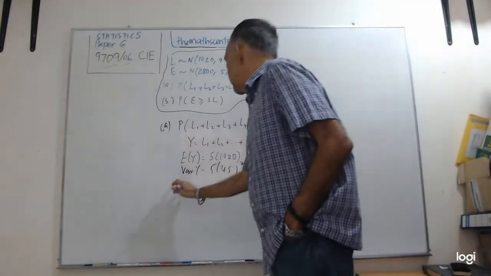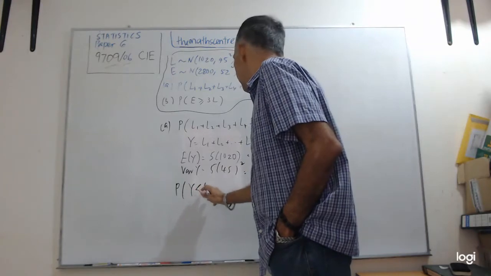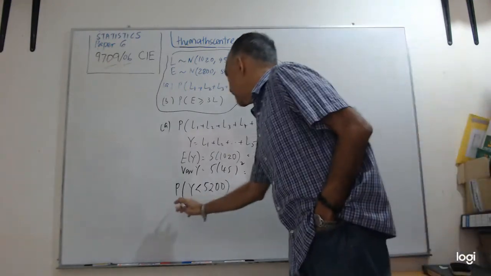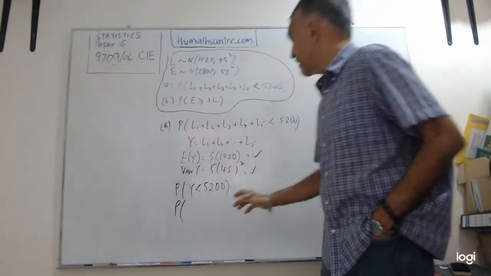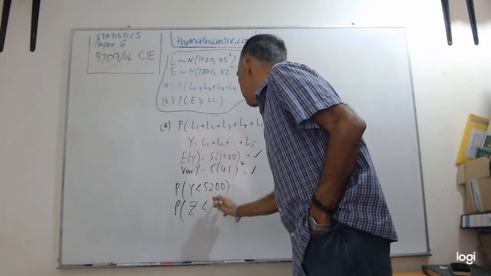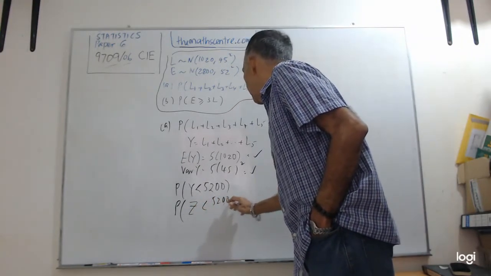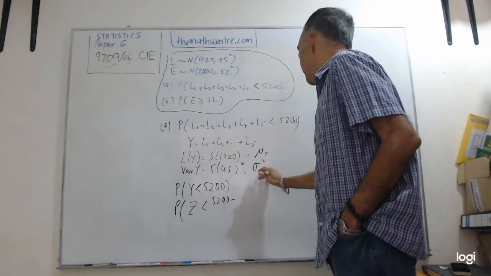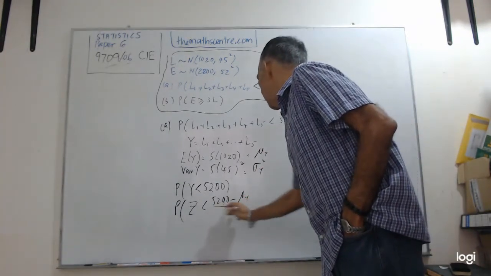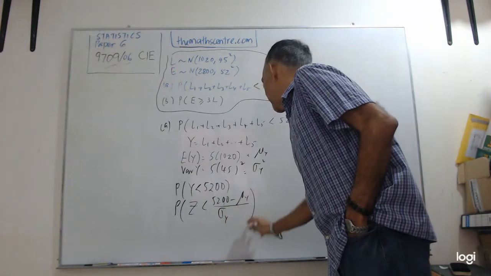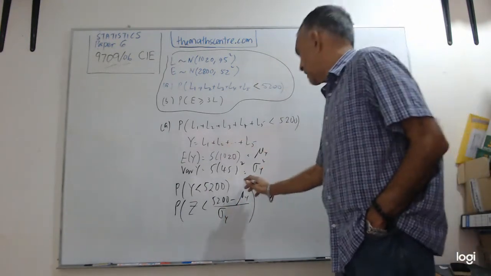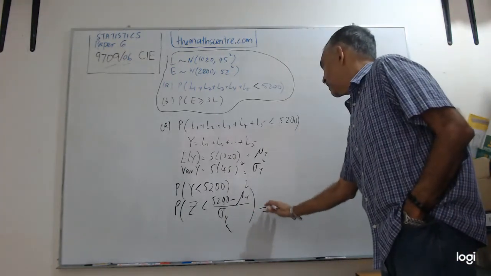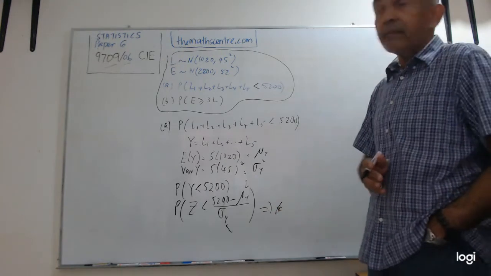Then you're trying to find the probability that y is less than 5200. So now you change your y to a z. I'm going to call this mu y and this sigma squared y, so you have 5200 minus mu y over sigma y. You use your calculator, plug the numbers in, then look up your tables and you'll get your answer and you're done. So that's part A.